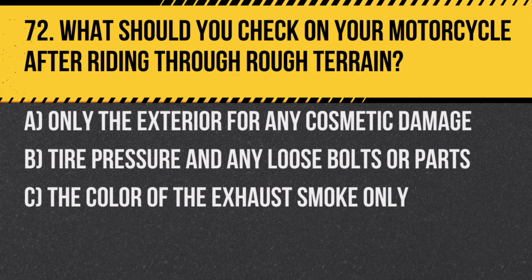Question 72. What should you check on your motorcycle after riding through rough terrain? A. Only the exterior for any cosmetic damage. B. Tire pressure and any loose bolts or parts. C. The color of the exhaust smoke only.